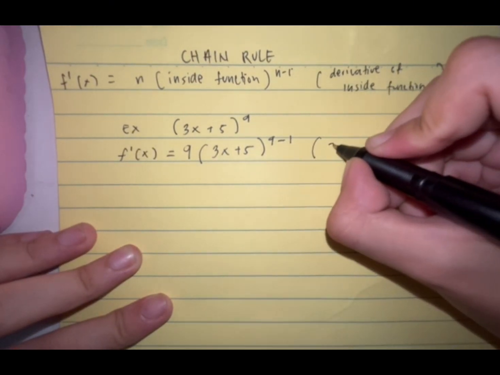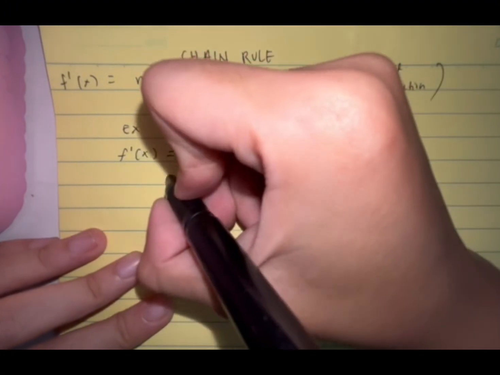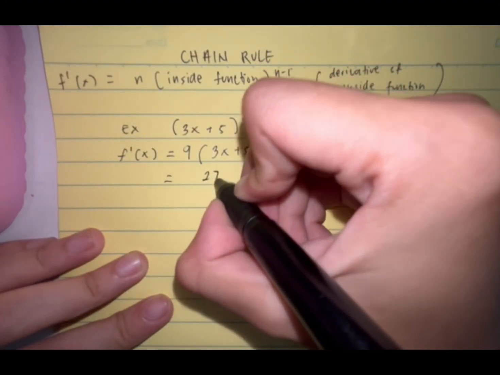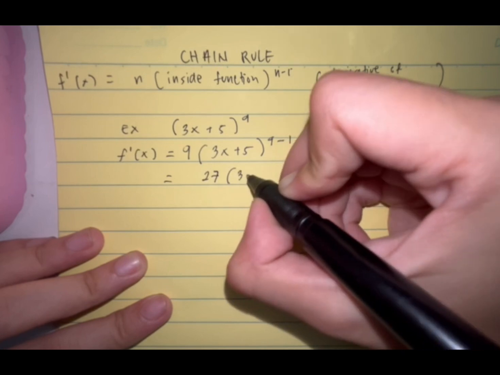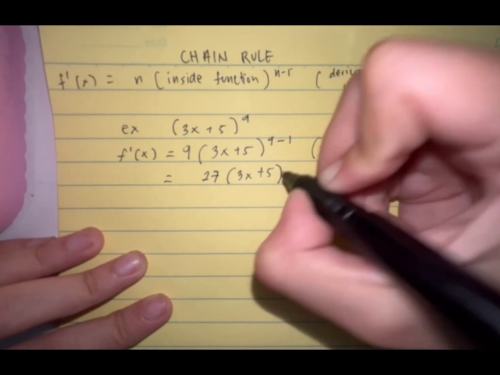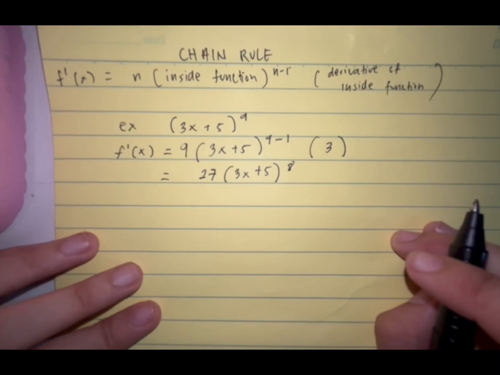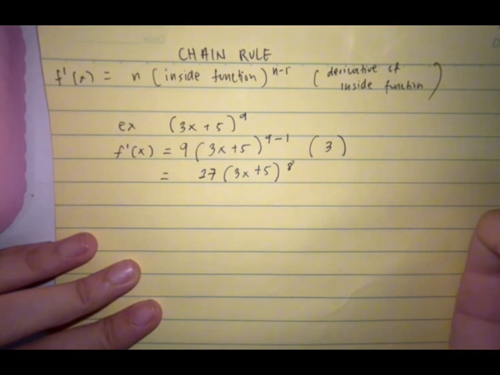Which is 3. So, let's simplify. 9 times 3 is 27. Then 3x plus 5, 9 minus 1 is 8. So yan na yung pinaka-simplest form ng answer, and that is the chain rule.